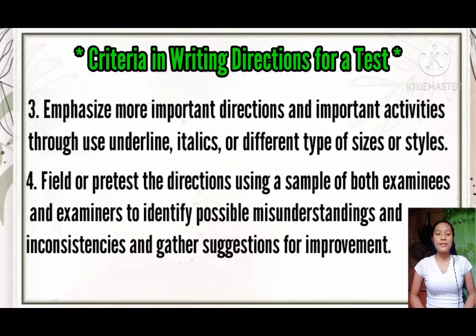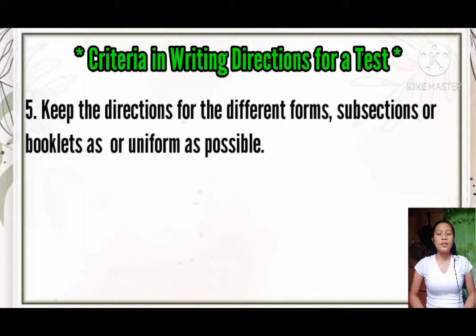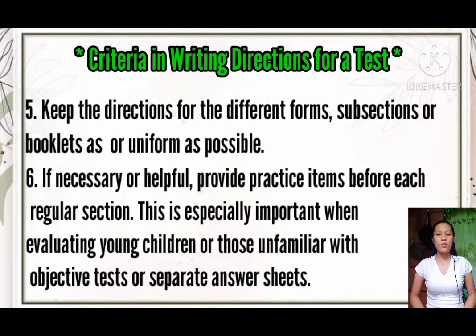Fourth, field or pretest the directions using a sample of both examinees and examiners to identify possible misunderstandings and inconsistencies and gather suggestions for improvement. Fifth, keep the directions for the different forms, subsections, or booklets as consistent or uniform as possible. Sixth, if necessary or helpful, provide practice items before each regular section. This is especially important when evaluating young children or those unfamiliar with objective tests or separate answer sheets.